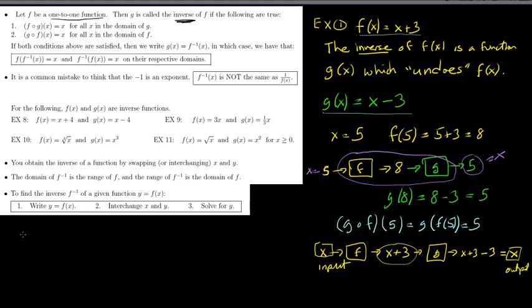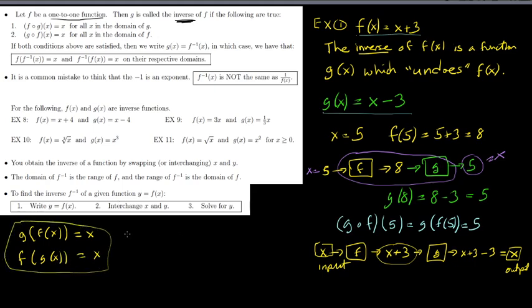So if I apply g to f of x, I just get back x. It may not be clear here, but it works the other way around as well. If I take f and apply that to g of x, I also just get back x. If both of these are true, then we say that g is the inverse of f, the thing that undoes f.